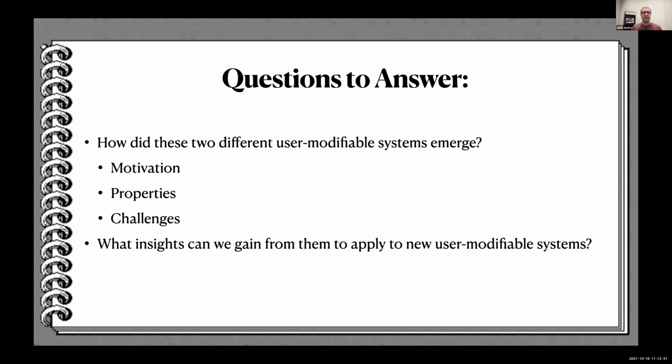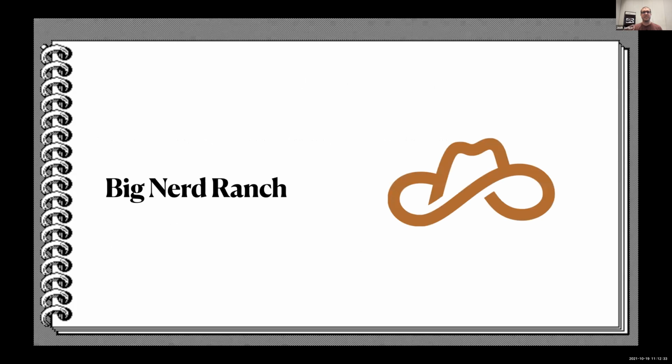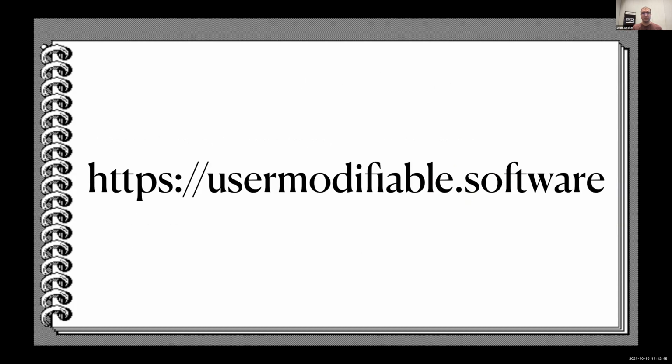I'm not in academia, but luckily I work at a consultancy that's in support of learning, Big Nerd Ranch. It's a teaching organization as well, and so they gave me some time to look into these questions. And I was able to do a lot of research and reading on primary sources. And I wrote up the results and shared them at this website, user-modifiable.software. And I'd encourage any of y'all to check it out, whether it's the quotes and excerpts in there or just the links to the original sources.